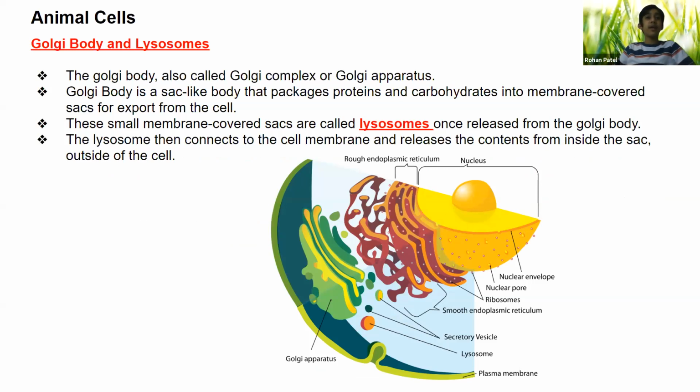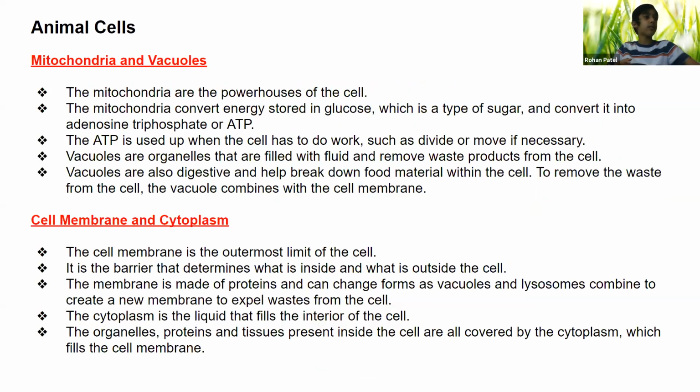Lastly, this is our second last slide, then we'll do the quiz. We have the mitochondria, the powerhouse of the cell. It converts energy from glucose into ATP, adenosine triphosphate. Vacuoles are organelles which are filled with fluid and help remove waste products from the cell. They also are digestive and help break down the food material within the cell.